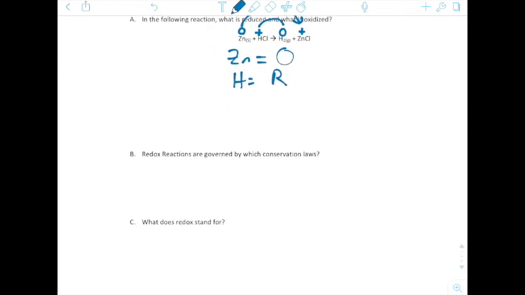It says redox reactions are governed by what conservation law? That would be the law of conservation of charge. And what does redox stand for? It stands for reduction-oxidation reactions.